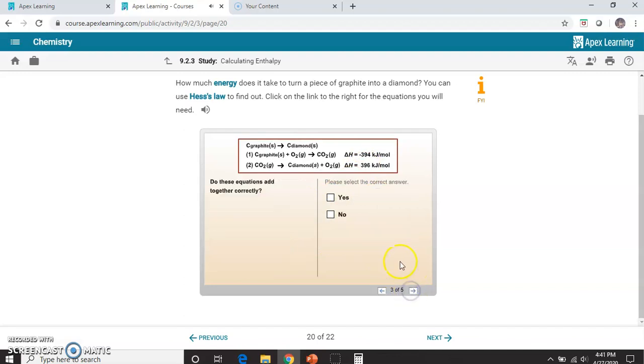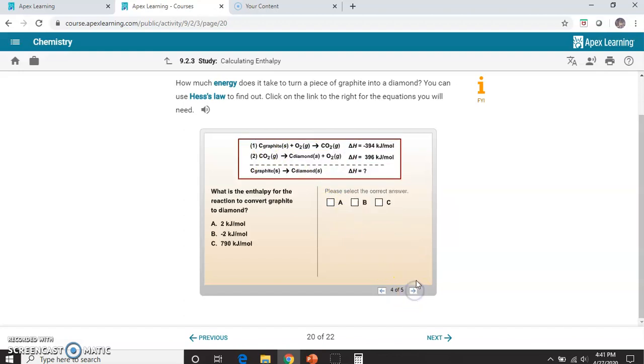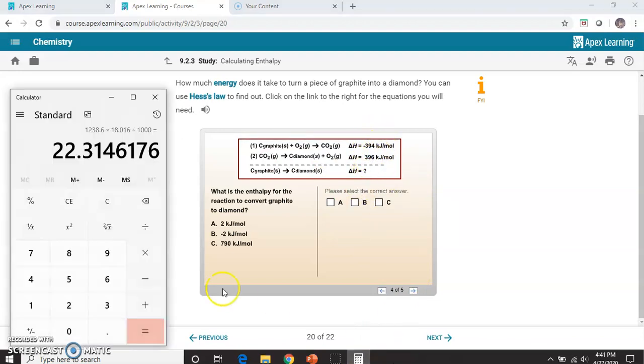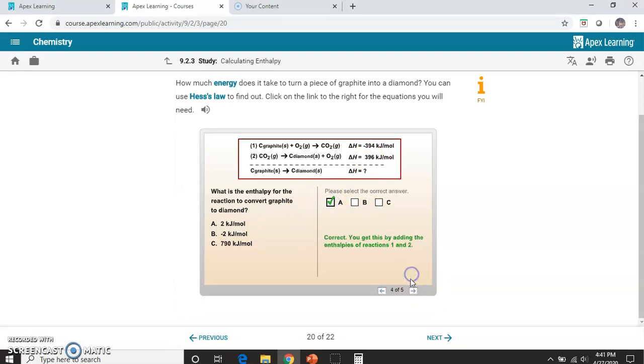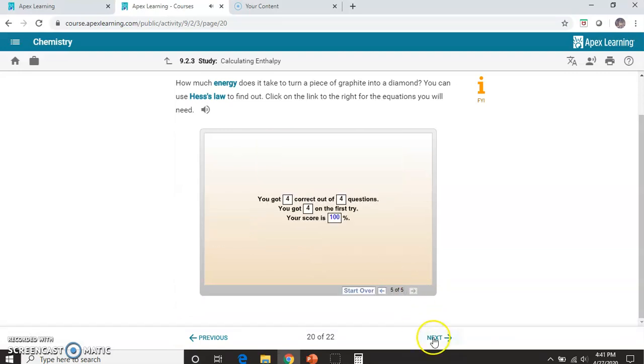Yeah. Okay. Now, do these equations add correctly? If I look, I think yes. It looks like it's ready to go. Graphite is over here, diamond's over here, everything cancels out. Okay. Now when I do this, I'm going to add up this. So negative 394 plus 396, somebody you can get in your head, is just 2. Now it's a positive 2 because that's the larger number. That should be right. Okay.